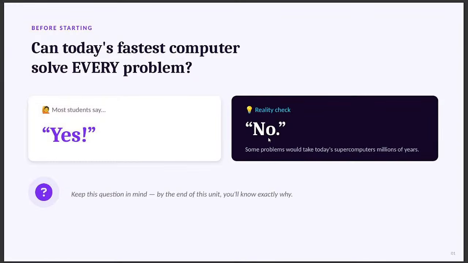So the problem is not that computers are slow. The problem is that some tasks become extremely large and complex. Throughout this unit, we'll understand why this happens and how quantum computing tries to solve these problems. I want to know who thinks the answer is yes for this question. Please let me know in the comment section.